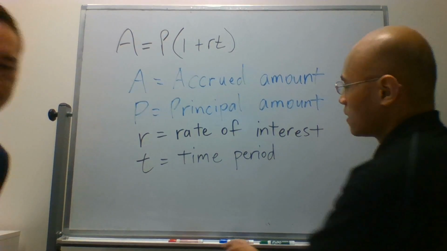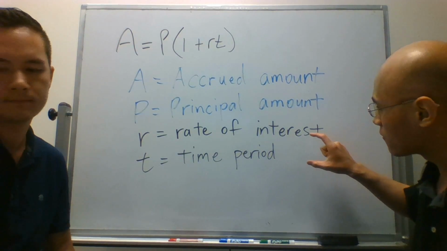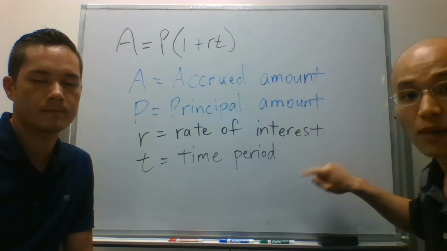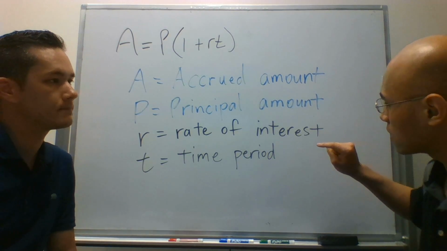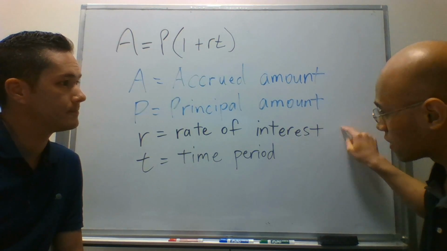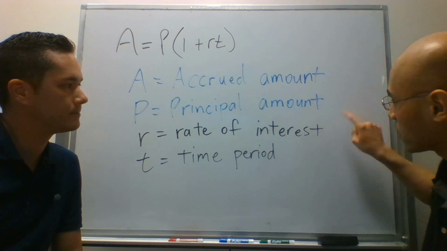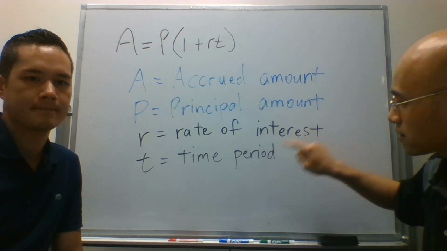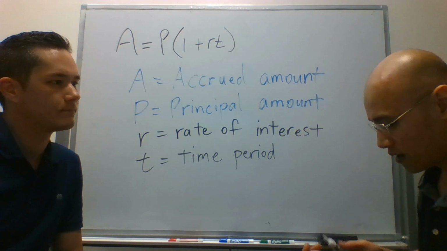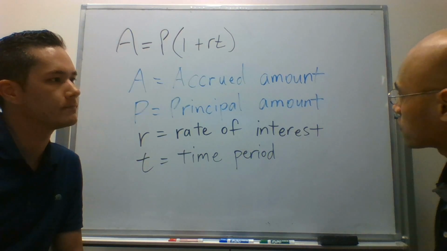Okay, and as Ben noted, it's really important for the rate of interest and the time period to have consistent time units. So if we're going to define the rate of interest in terms of years, then the time period needs to be expressed in years. If we define the rate of interest in terms of months, then the time period needs to be in months for this calculation to work. Okay, so that's the formula for simple interest.